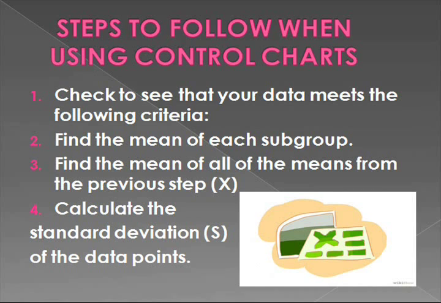Steps to follow when using a control chart. 1. Check to see that your data meet the following criteria. Data should usually be normally distributed, revolving around the mean, or average. 2. Find the mean of each subgroup. To find the mean, add all measurements in the subgroup and divide by the number of measurements in the subgroup.